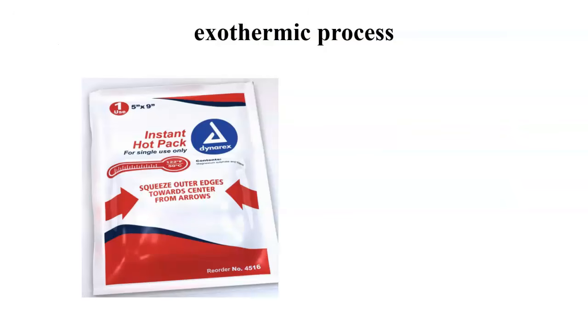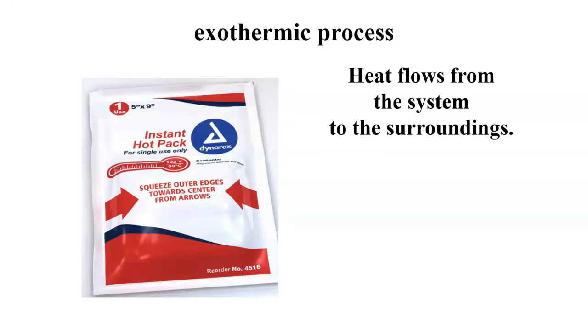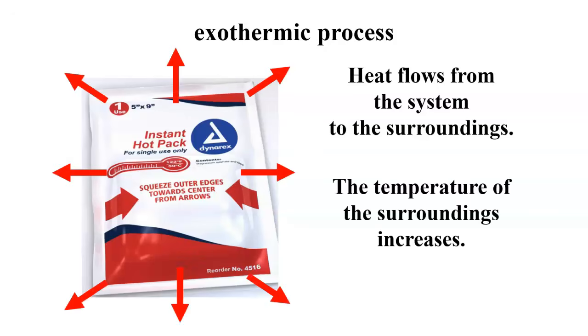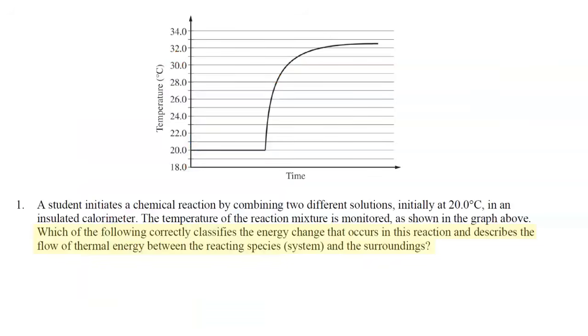For example, this is an exothermic process. It's an instant hot pack, and once you squeeze the bag to initiate a chemical reaction, then heat flows from the system, which is the reacting species inside that pouch, to the surroundings. The temperature of the surroundings increases and the hot pack feels hot. That's an exothermic process.